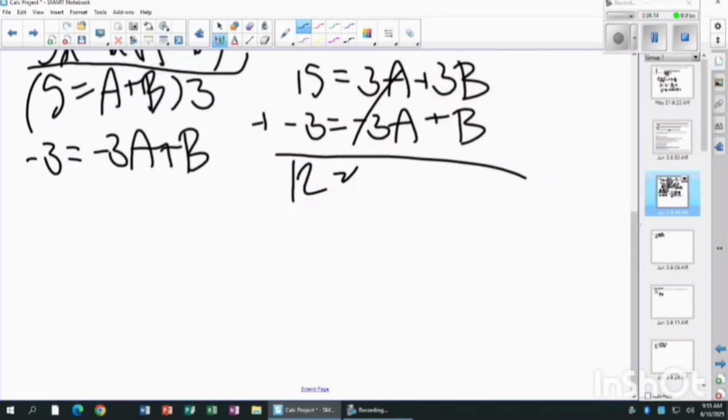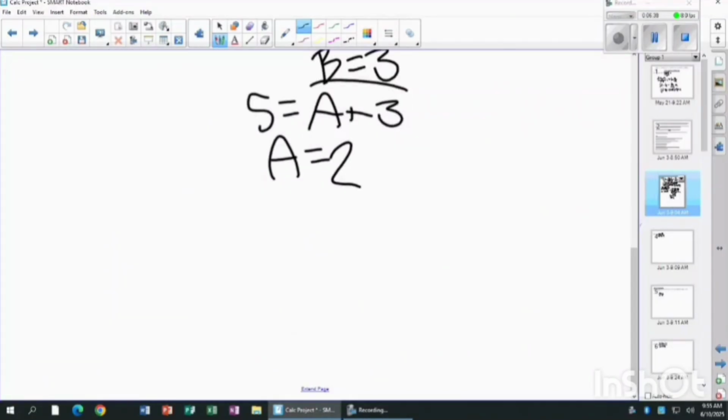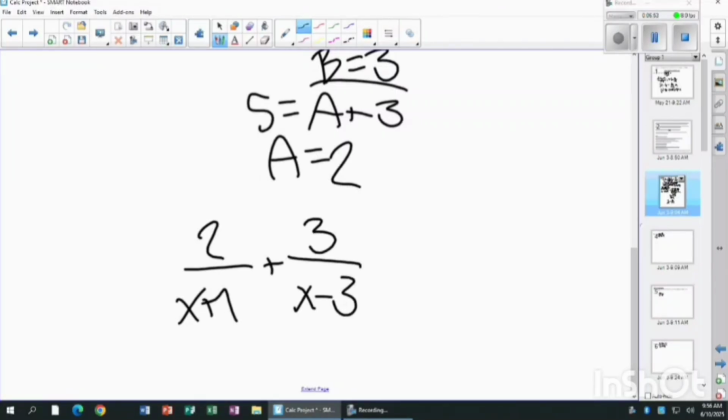This cancels. 12 equals 4b. And you have b equals 3. Okay. And then you have b equals 3, so you just plug that into one of the other equations. So I'll plug it into the 5 equals a plus b. So 5 equals a plus, and b is 3, so a plus 3. When you solve, you get a to be 2. So the partial fraction of 5x minus 3 over x squared minus 2x minus 3 is 2 over x plus 1 plus 3 over x minus 3.